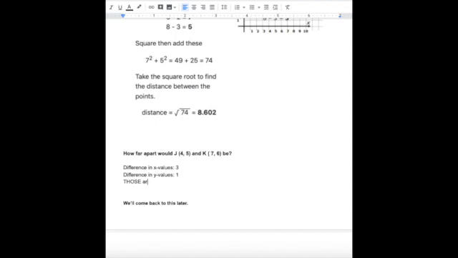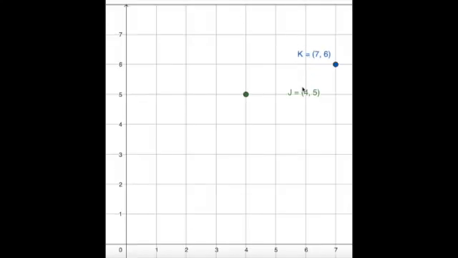So those are the legs of the right triangle. So I can do 3 squared plus 1 squared equals C squared. 3 squared is 9, 1 squared is 1. So 10 equals C squared. So C equals square root of 10, or 3.1. So I can even do it without drawing if I want to. You don't have to.